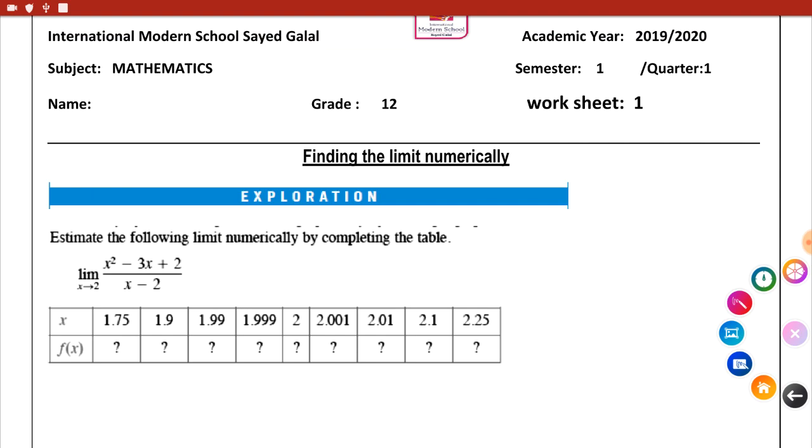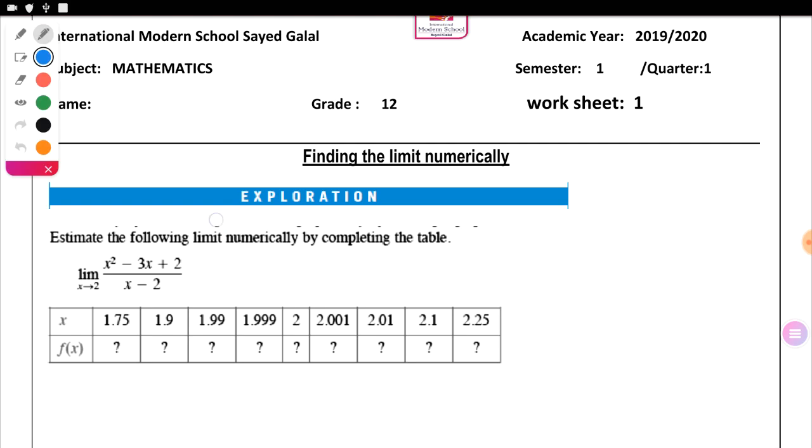Okay, what is the meaning of the limit? The limit of what? The function. We mean by the limit the behavior of the function. The behavior of the function. The f(x) goes where? Or approaches to which value? Okay, when x approaches a given value.